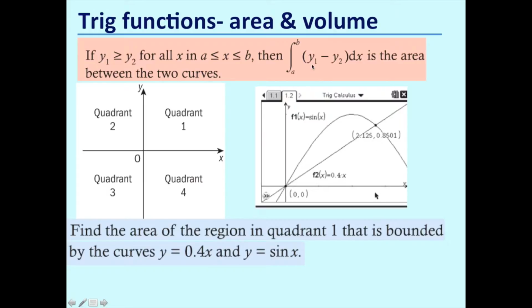So we will therefore be integrating between 2.125 and 0. And then we're going to put in sine x minus 0.4x, and on our calculator we should get the answer of 0.623.